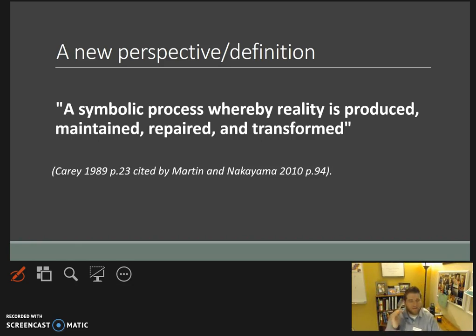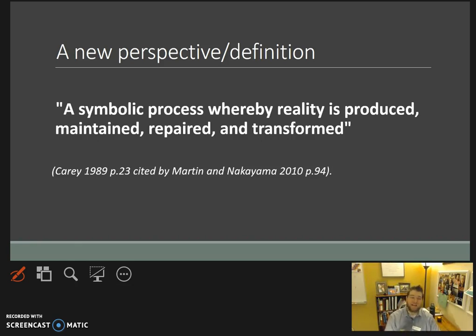Communication is not just information transfer. It is this thing that builds the reality that we find ourselves in. Okay? There's more at stake when we are communicating than just sharing my thoughts or information transfer. Okay? We co-produce, co-maintain, co-repair, and co-transform reality together when we do this.